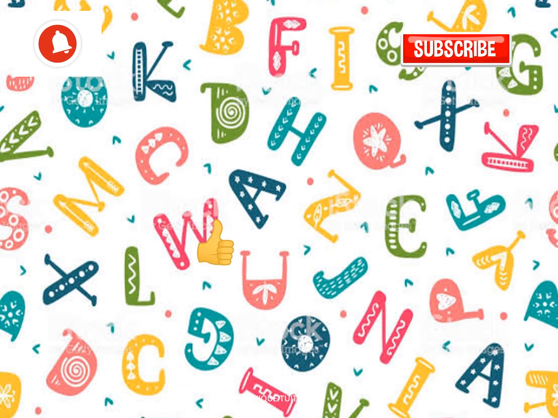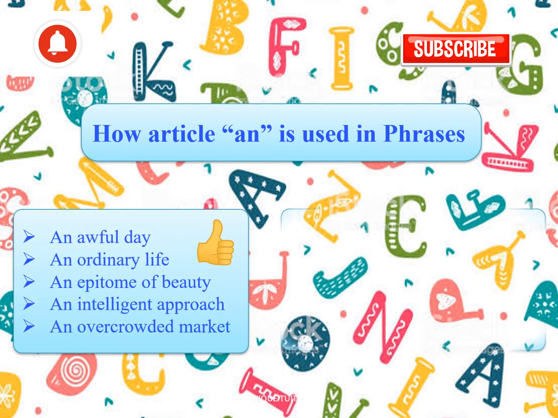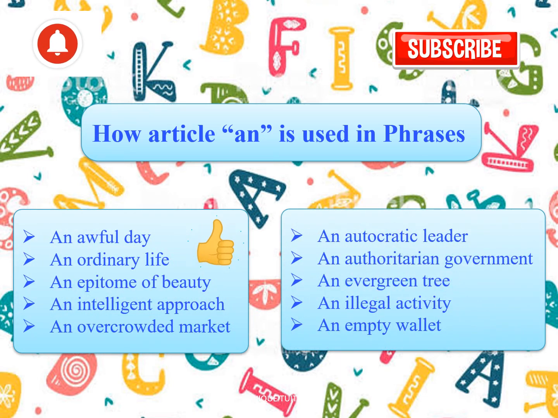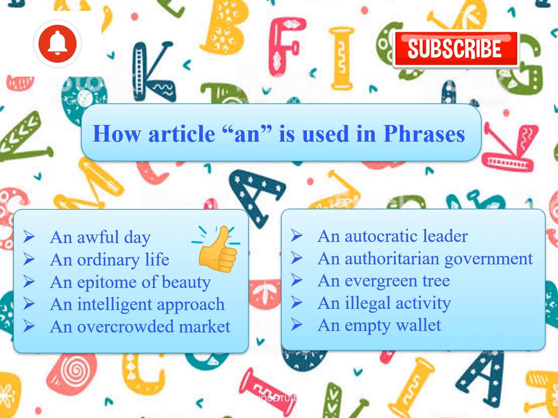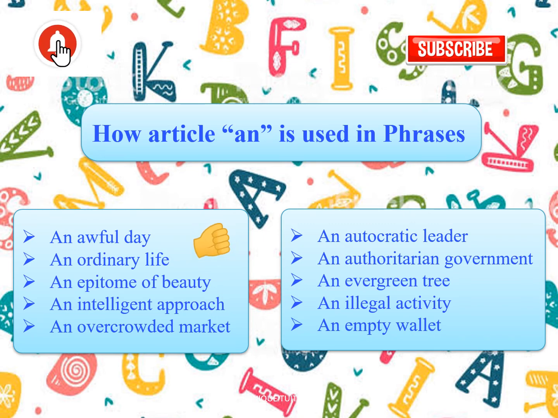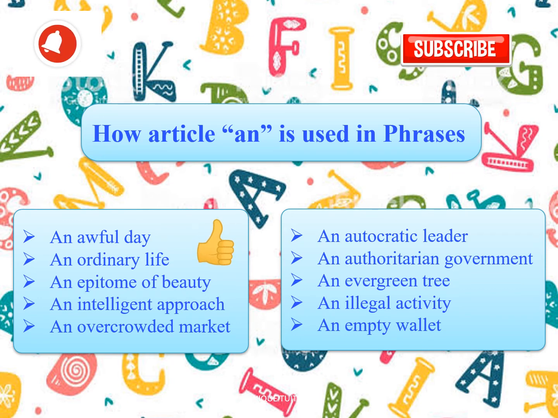Now let's learn how an is used in phrases. An awful day, an ordinary life, an epitome of beauty, an intelligent approach, an overcrowded market, an autocratic leader, an authoritarian government, an evergreen tree, an illegal activity, an empty wallet. Please note that vowel sound is important and not the word starting with a vowel alphabet.